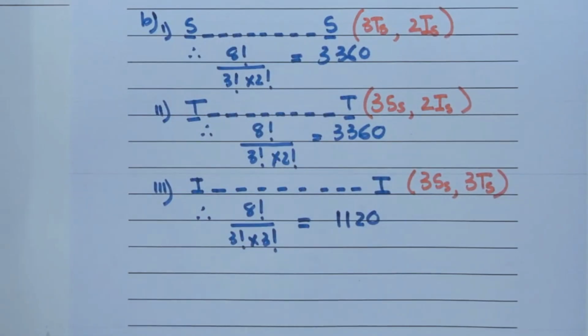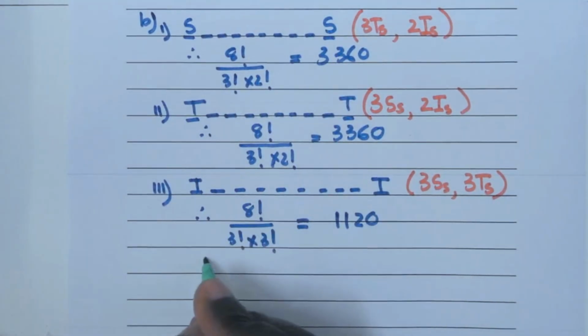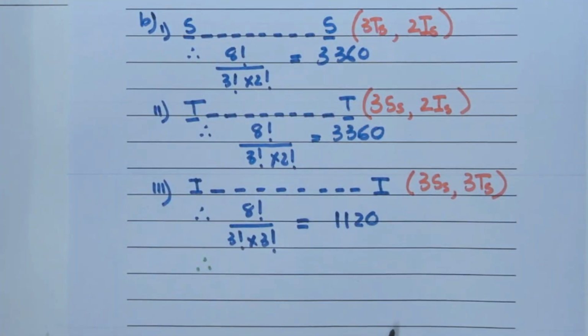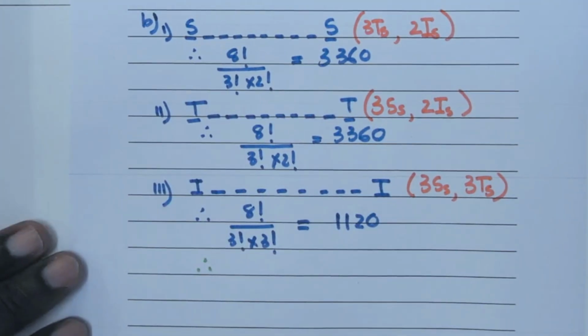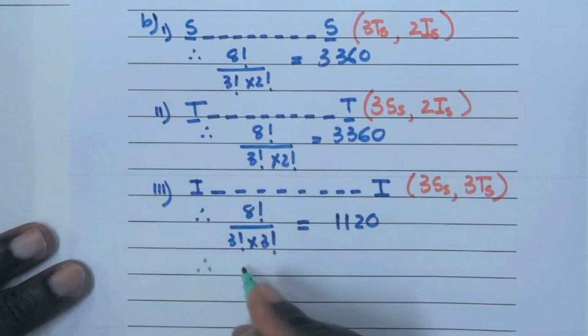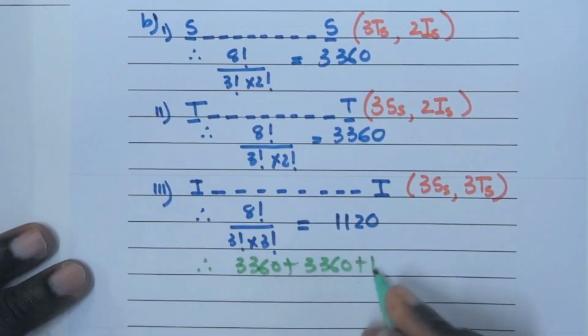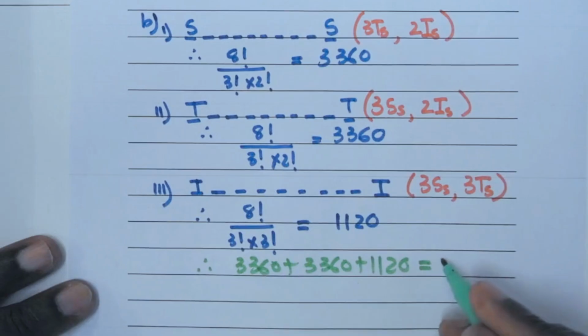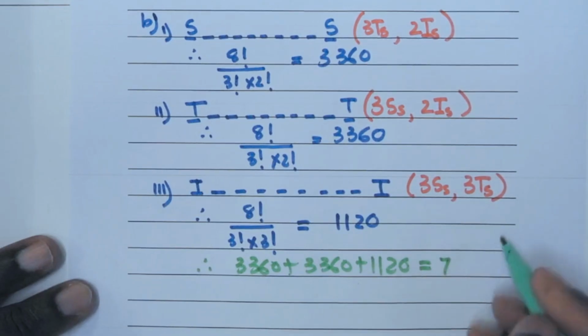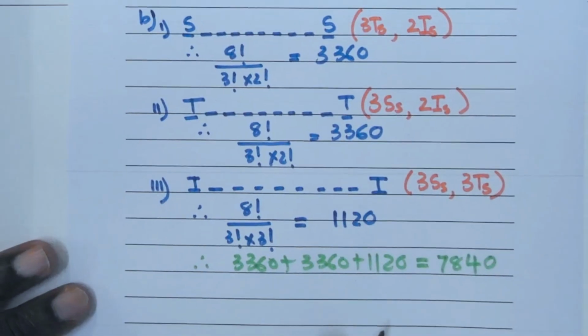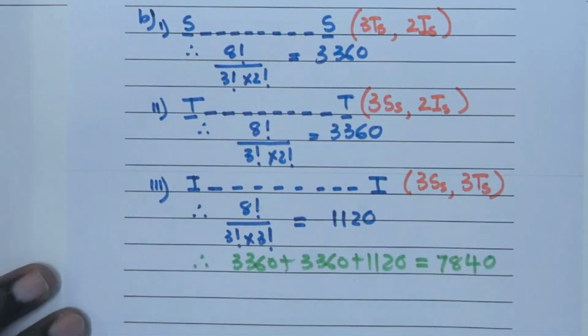Therefore, if I look at my options, I'm going to add, and if I add them, I'm getting an answer of 7,840. But what did the question want us to find?